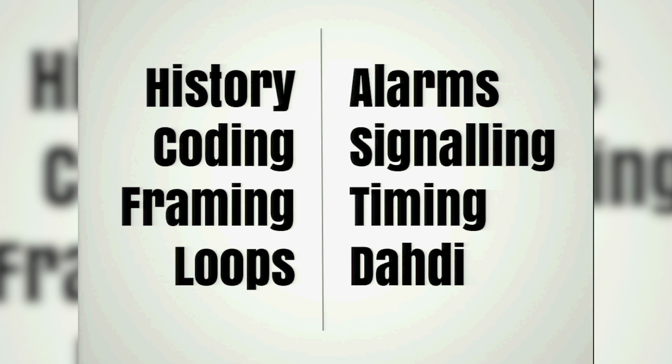Okay. Whew. 3 minutes. Okay, so we talked about the history of all this junk, coding, framing, why you would want to use loops, how alarms work and how confusing they are, the two types of signaling, how timing works, and how the stack works in DAHDI. And we're done. Any questions?